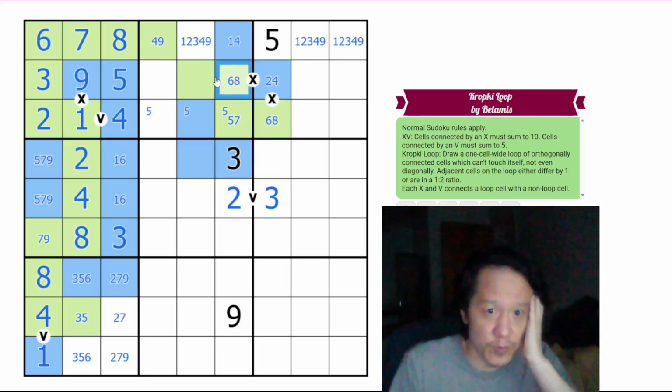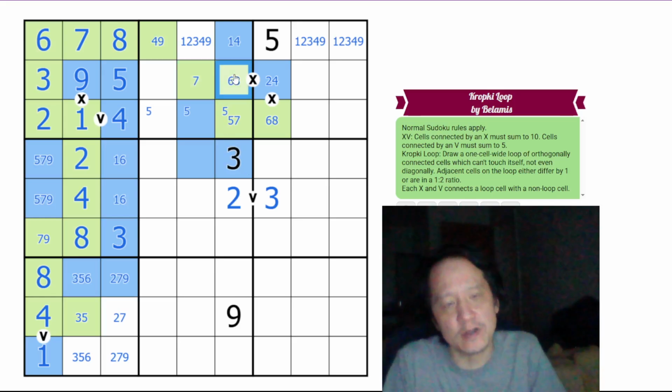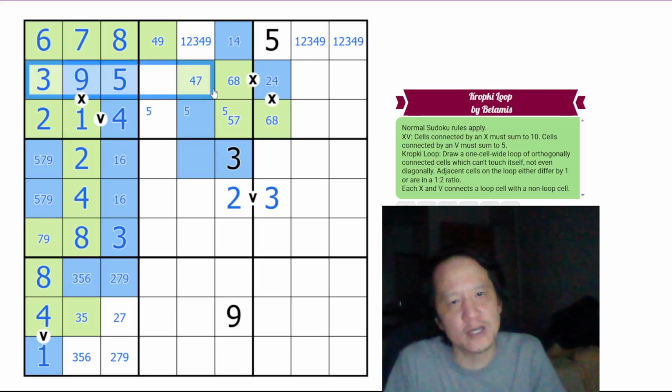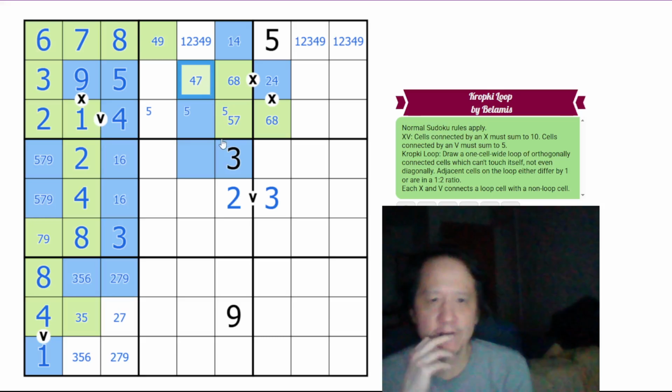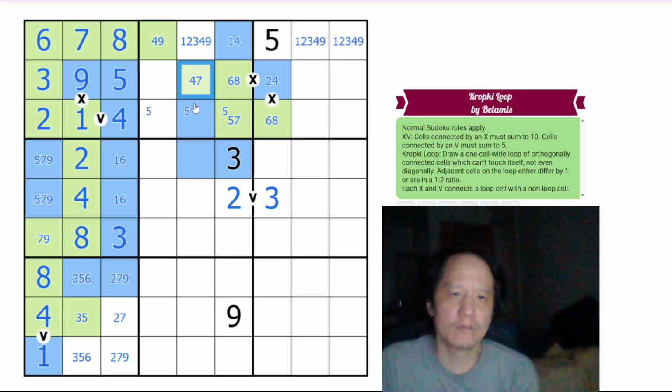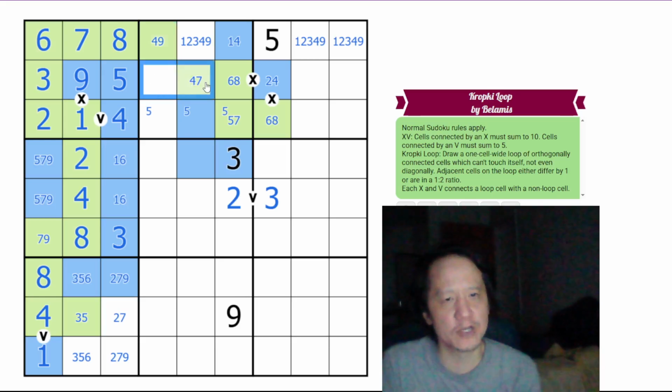To be consecutive with 6 or 8, this must be 7, or it could be in a 1-2 ratio. And 8 would be with 4, 6 would be with 3, but we can't have a 3 in that row. So this is guaranteed to be 4 or 7. If this were 9, this would have to guarantee to be 8 here. It would connect that way. 8 would only be in a 1-2 ratio with 4, but the problem is this would be 4, 6, and 4, and that doesn't work. So this can never be 9.